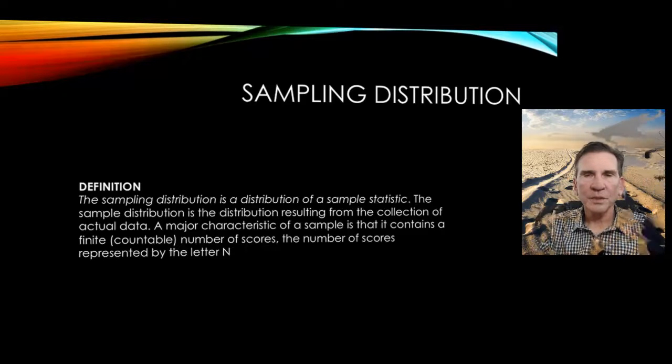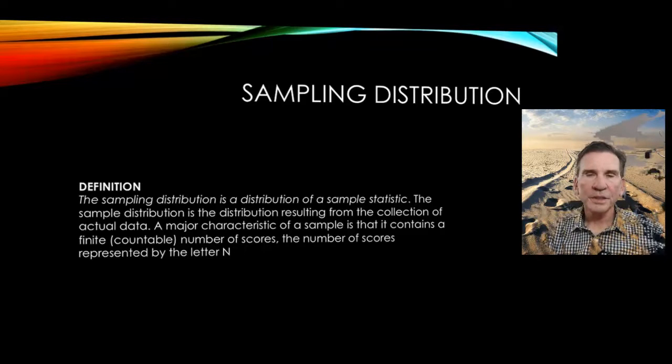The first term is sampling distribution, which is, by definition, a distribution of a sample statistic. The sample distribution is the distribution that results from the collection of actual data.